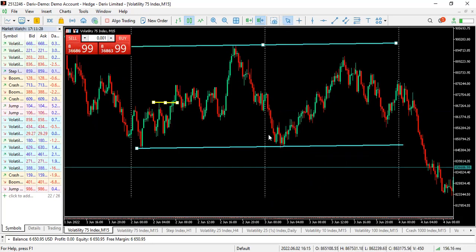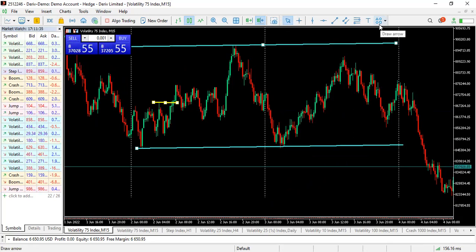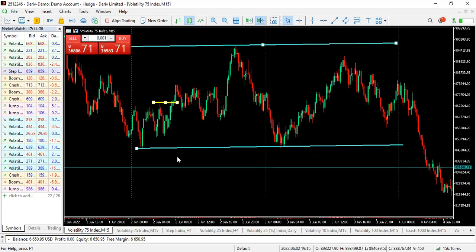Price traded to this place and look at a very good move to the upside. So immediately price traded there and refused to break the previous day's low. I know that price is going up higher. I would have taken my trade.